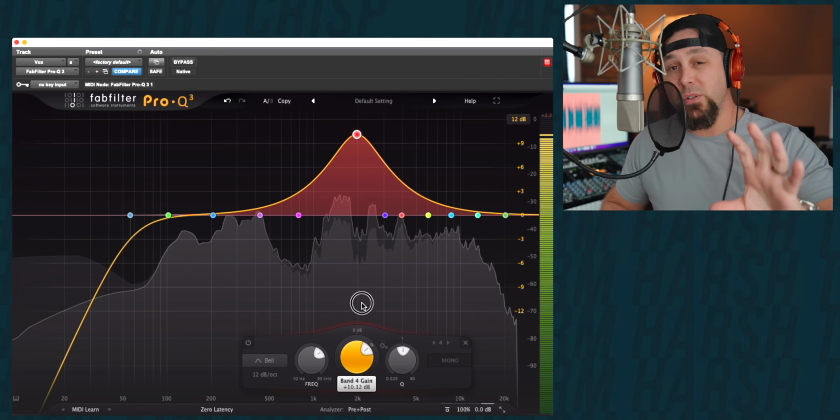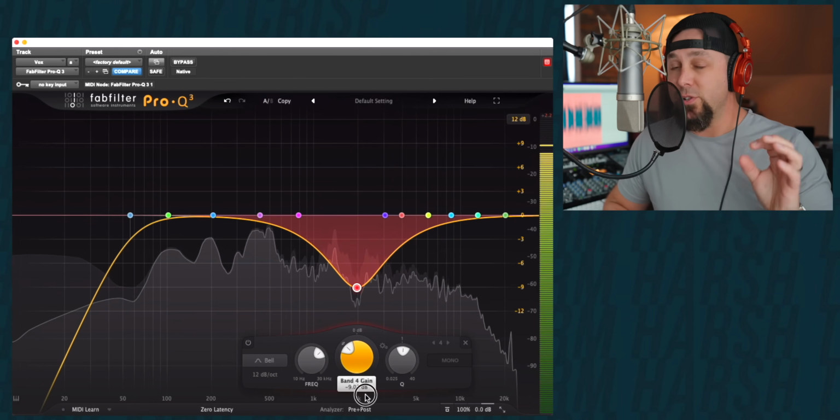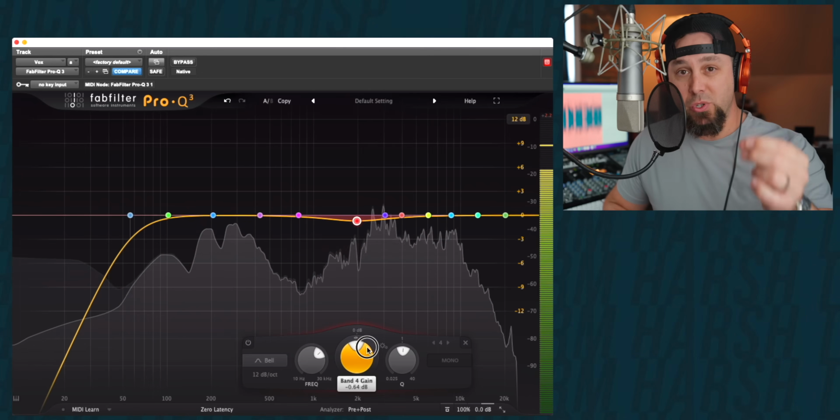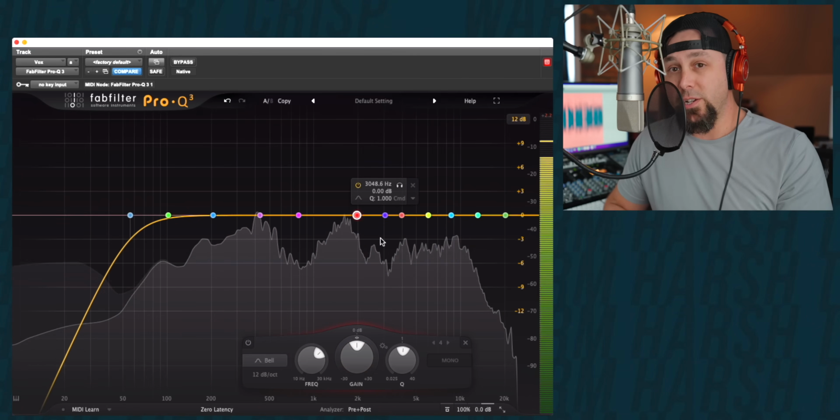And so this is a frequency range that's extremely important in every vocal, but there's not any right or wrong answer as to boost or to cut. Sometimes you do nothing, but this is a very important frequency range to pay attention to.